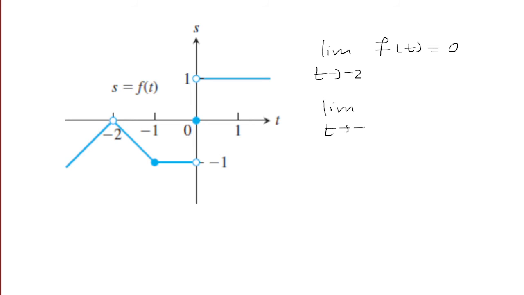Now let's approach -1. So -1 from the left is down here, which is -1. And then coming in from the right is also -1. So the limit is -1.